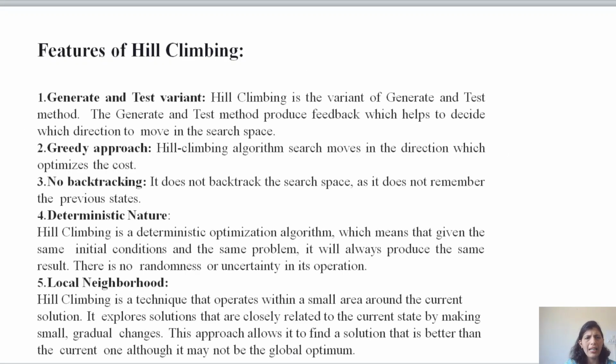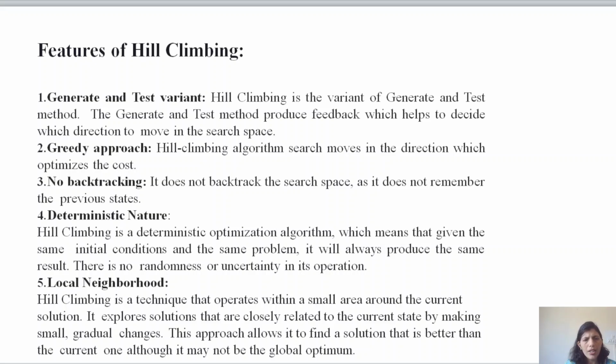Features of the hill climbing algorithm: generate and test variant. Hill climbing is a variant of the generate and test method. The generate and test method produces feedback which helps to decide which direction to move in the search space. Greedy approach: the hill climbing algorithm searches and moves in the direction which optimizes the cost. No backtracking means if we move forward, then there is no option to go back. We have to move only if we have a better state than the current. Means our previous one is obviously less than the current, so we will not move backward; no backtracking.